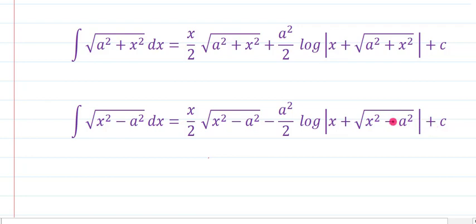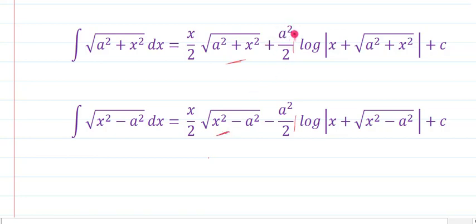If questions are asked from such type of results, then you need to use these results directly. There is no need to simplify by using by parts or the substitution method. Directly we can insert the results as they are, and it is very easy to learn these results, because you see that from this portion all the results are the same. In the first one also we were having x upon 2 square root of the same term for which we are calculating integration. The same is here and the same is here.